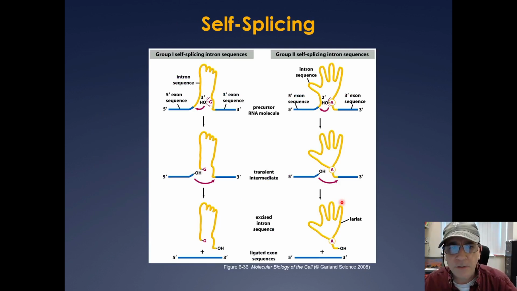You can also have self-splicing. There's group 1 and group 2 self-splicing. And these occur somewhat spontaneously. I don't typically hold you guys to knowing exactly how this occurs. It's very similar to the other splicing. Just know that this sort of self-splicing can occur on transcripts.